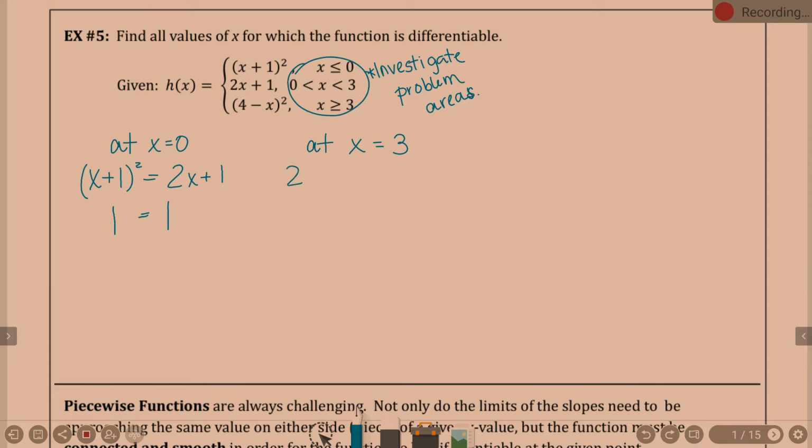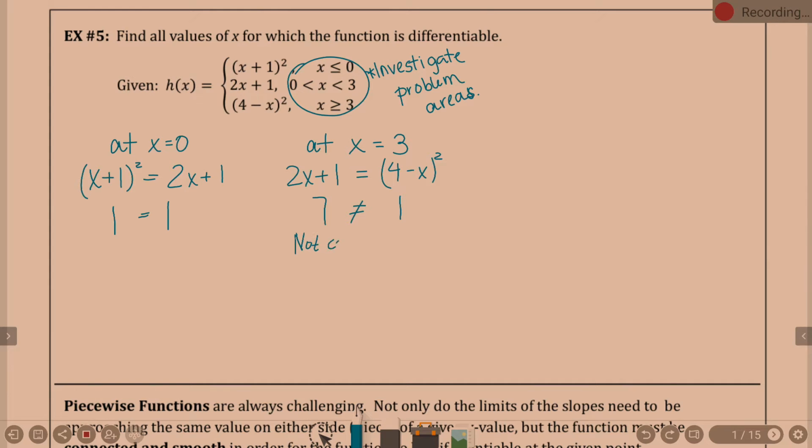We need to compare. On the left equals 7. 2x plus 1, so when you put in 3 there, you're going to have 7. On the right, it's 4 minus x squared equals 1. What did we just figure out here? My graph is not even continuous at x equals 3, and so that means that if it's not continuous, it's not differentiable, right?